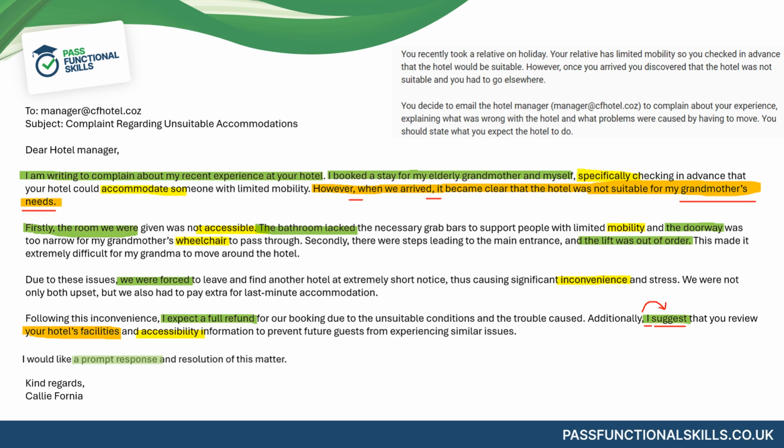Then finally, in terms of modal verbs, we've got one used at the bottom here. So I would like a prompt response and resolution of this matter. Would here is the modal verb. So overall, both of these answers are really strong, and hopefully after watching this video you've got a better idea of how to fulfil the writing level 2 functional skills mark scheme.